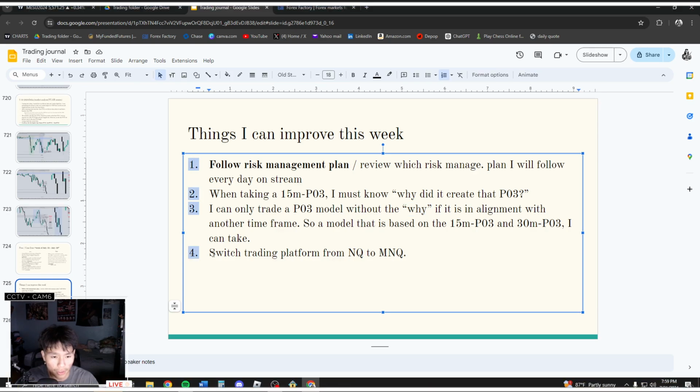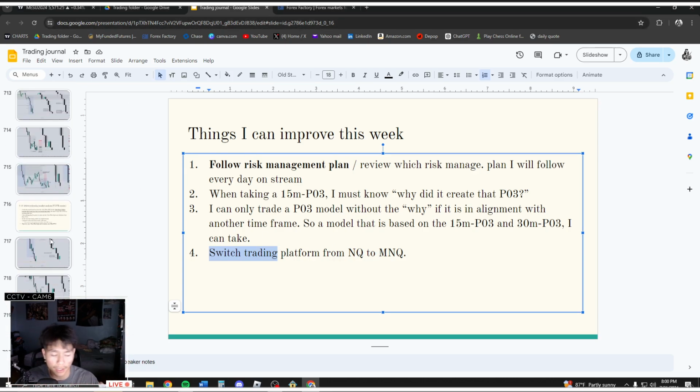Yeah, and my fourth one is more of a mechanical issue, to be honest. I'm going to switch my trading platforms from the regular NQ charts to the micros, just so I wouldn't have to alternate between doing my technical analysis here and then having to switch over to a different chart just so I can get an entry.